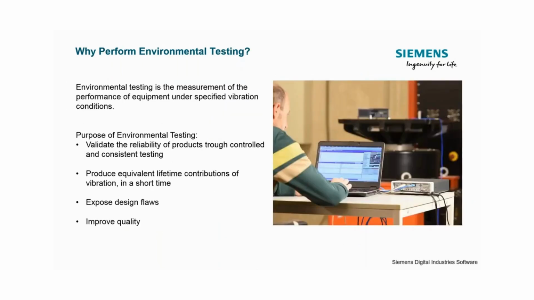So the purpose of the environmental dynamic testing is to expose design flaws of a product in controlled conditions. So we want to reduce the chance of field failure in real-life operating conditions. So during a test, if we break a part, we might ask ourselves, did we over-test the part? If we don't break the part, we have to ask ourselves, did we under-test the part?